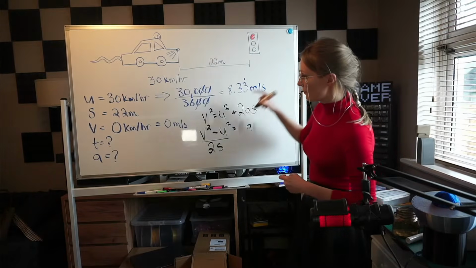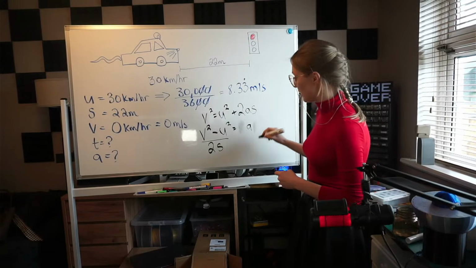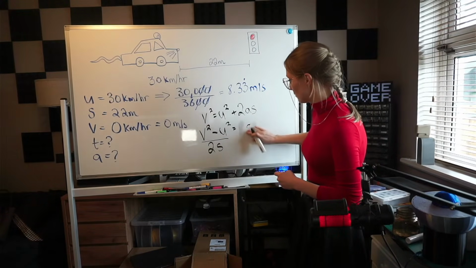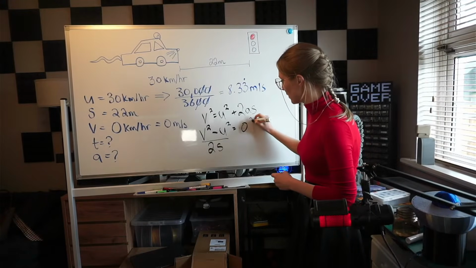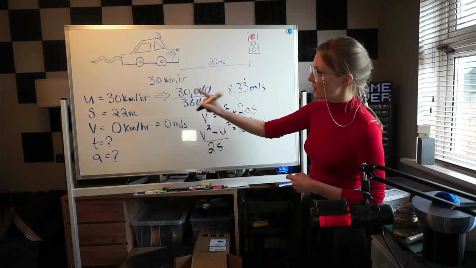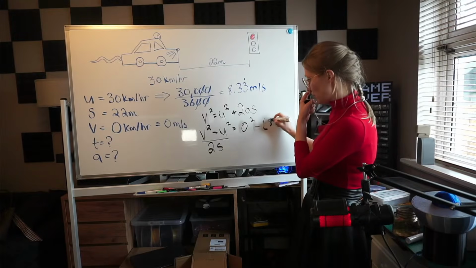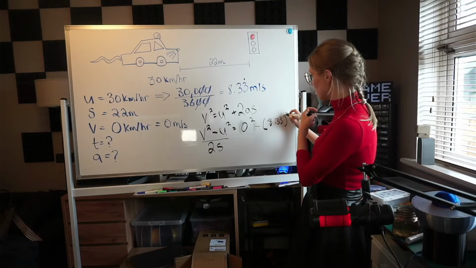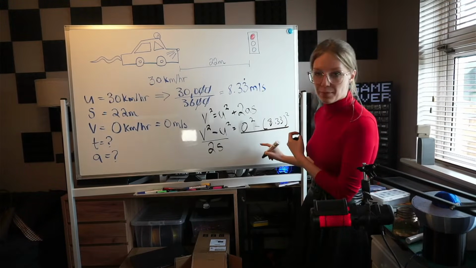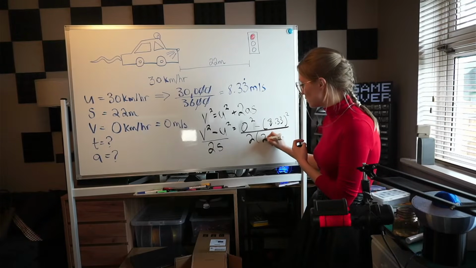So V squared in our thing is 0. That's 0 to be squared, minus 8.3 all to be squared, all divided by 2 times 22.